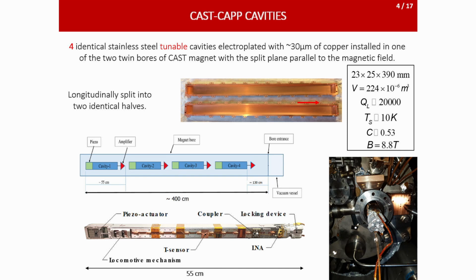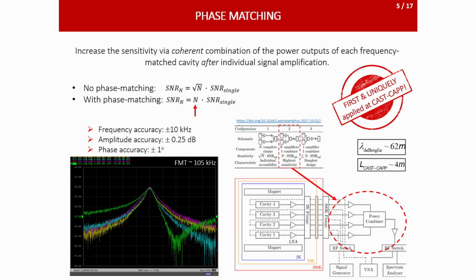So you can see also how the cavity looks like. You have several elements. You have a piezo actuator that I will show you later. You have tuned sensors, couplers, amplifiers, and a locking device to keep it in place inside the magnet board that you see here. So this is a picture of the magnet board. You see how small it is and how difficult it is to put all this inside.